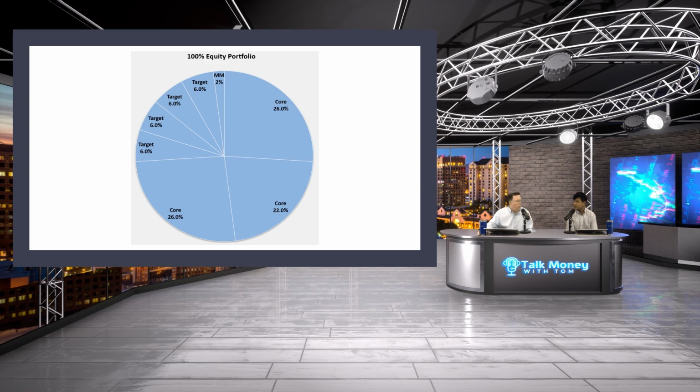Yeah, and that's essentially what we have, right? Our targets are active, and our core is more passive. Yep, I agree with that too. We're just trying to add a little bit of return to the portfolio, to justify our fee and what have you too.